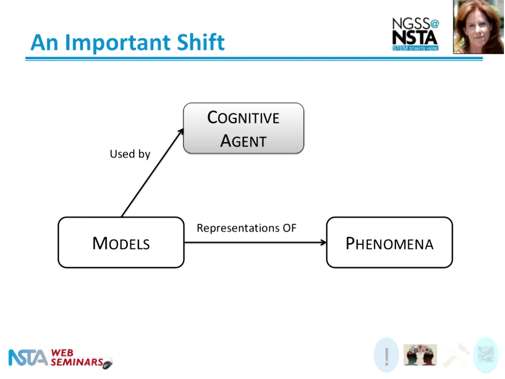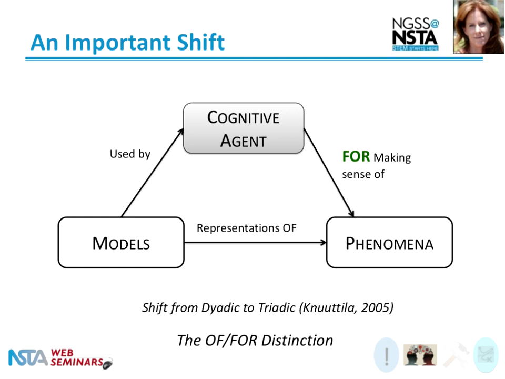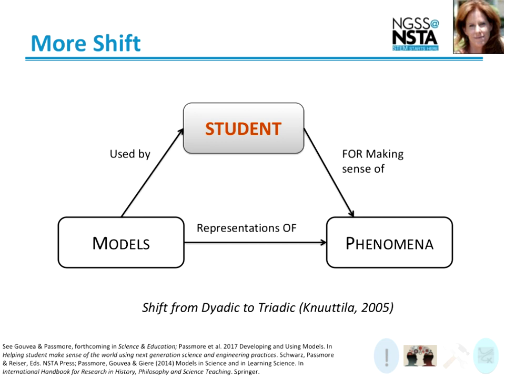And that models actually are constructions of the human mind, usually collaboratively, that are used by cognitive agents in order to explain or make sense of a phenomenon. And so we've come to call this, as a shorthand in our conversations about modeling, the of-for distinction. And so let me say a little bit more about that.